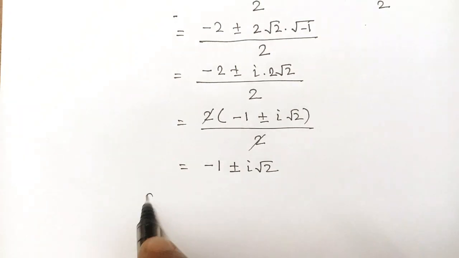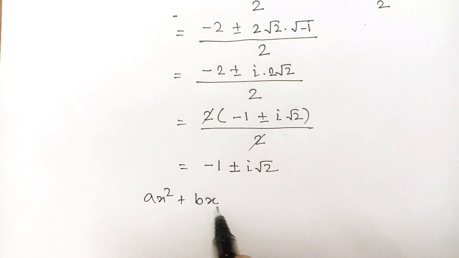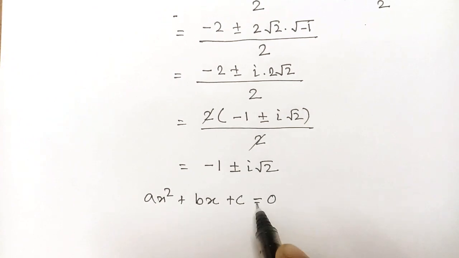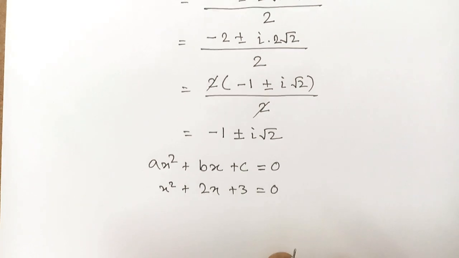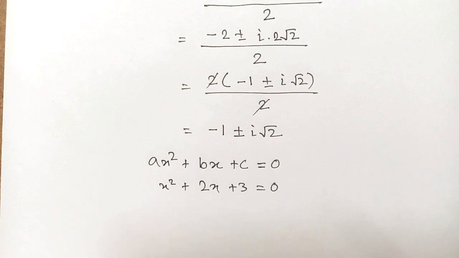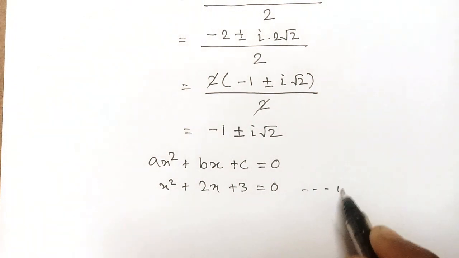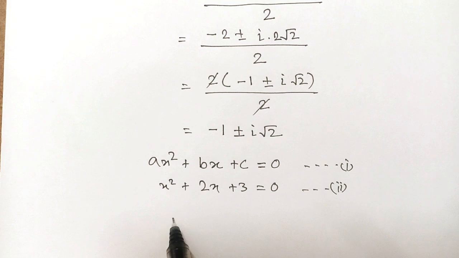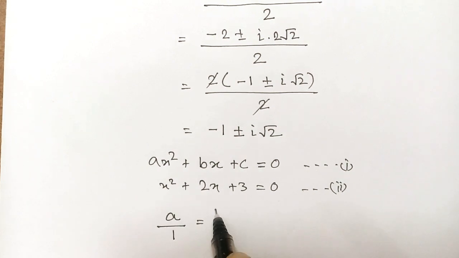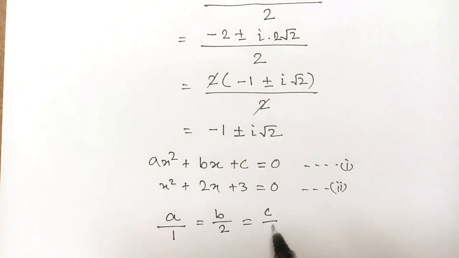The equations are, once again we are writing this, ax square plus bx plus c is equal to 0, and the other one is x square plus 2x plus 3 is equal to 0. Here, as both the roots are imaginary for equation 2, this is equation 2 and this is equation 1, and there is one common root as stated in the question, equation 1 will also have both roots the same. So naturally we can write here a by 1 is equal to b by 2 is equal to c by 3.